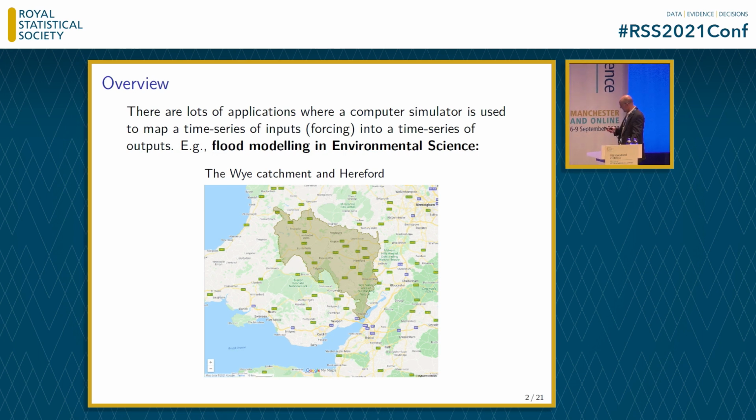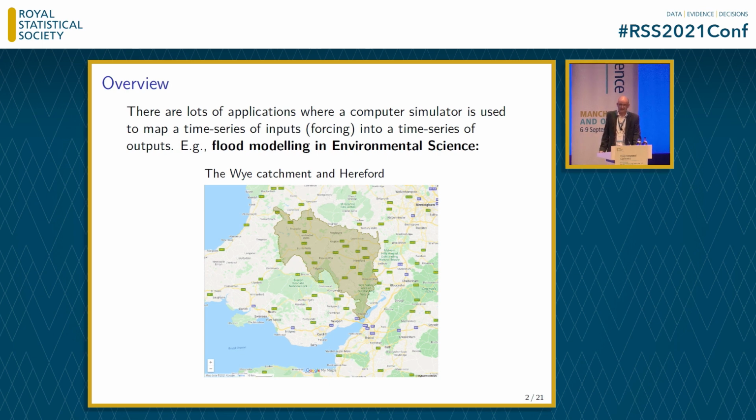This is the Y catchment, and I live in Hereford, which is a bit fuzzy, that, isn't it? Just there. That's Hereford. Now, Hereford is prone to flooding. What that means is that if there's a heavy rainfall event in the Y catchment, then people in Hereford experience flooding about 8 to 12 hours later.